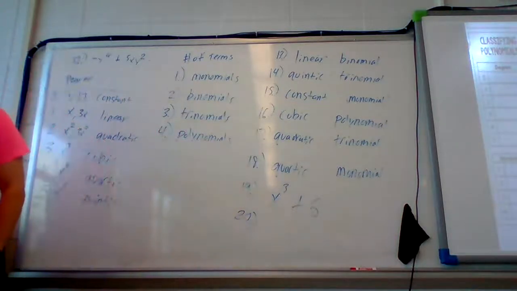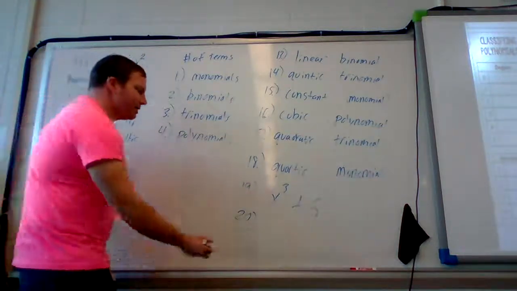Number 20, an example of a linear monomial. 3x is a perfect example.